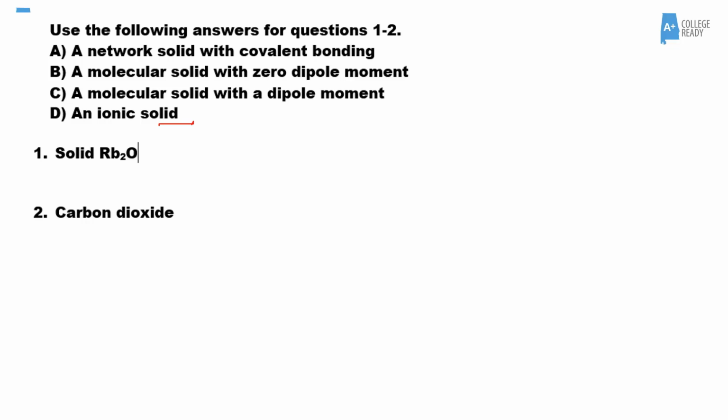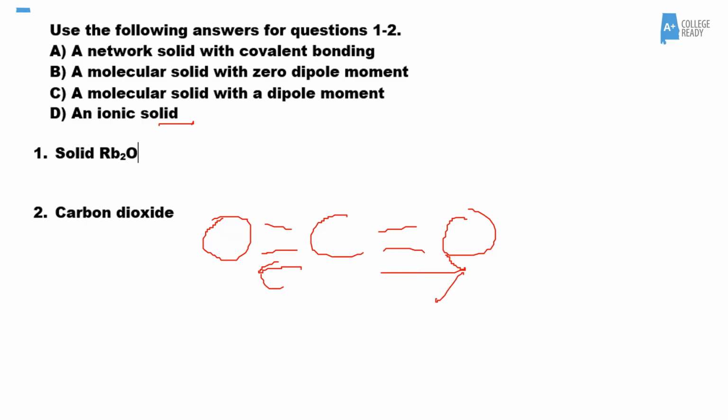But is CO2 a polar molecule or a nonpolar molecule? So we draw out a basic Lewis structure, and you'll notice that the CO bond is actually polar. Oxygen is more electronegative. But the oxygens are directly opposite each other, and so the pull on the electrons being pulled towards the oxygen offsets each other. So CO2, even though it has polar bonds, is a non-polar molecule. So the correct choice there would be B, a molecular solid with zero dipole moment.